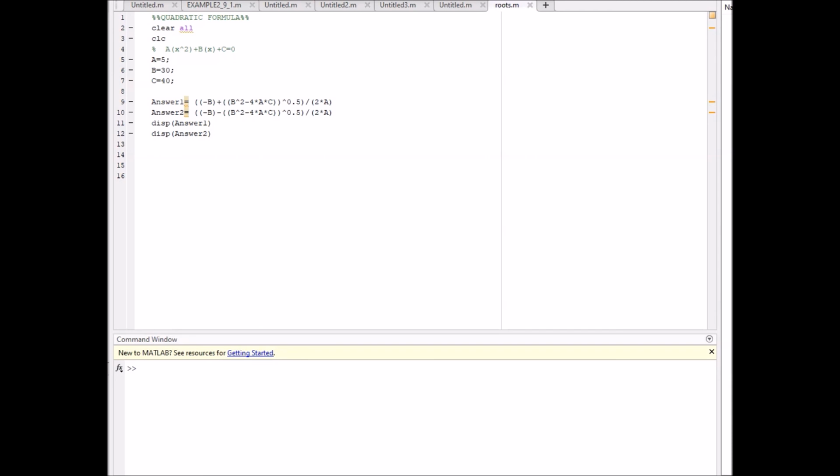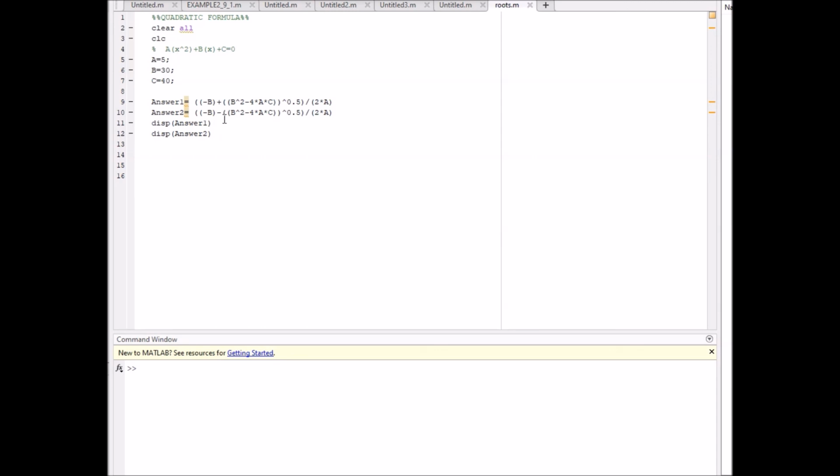I know it takes a little bit of time to come up with a script file for this, but it does save us some time later because this gives it to us in a generic form where we could easily change out our a, b, and c. So I label this, comment this out: this is my quadratic formula. I'm going to clear all my other variables and clear my command window, and now I have a little comment here for the general form: a x squared plus b x plus c is equal to 0, where a is given in our problem as 5, b is given as 30, and c is given as 40. Again, we can easily swap these out.